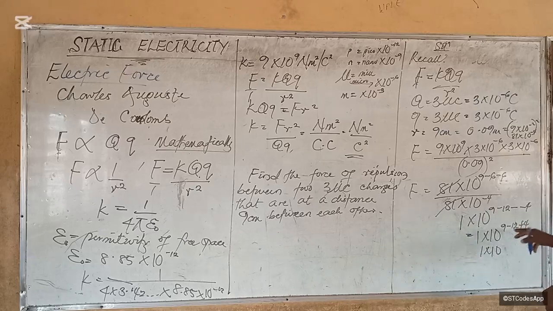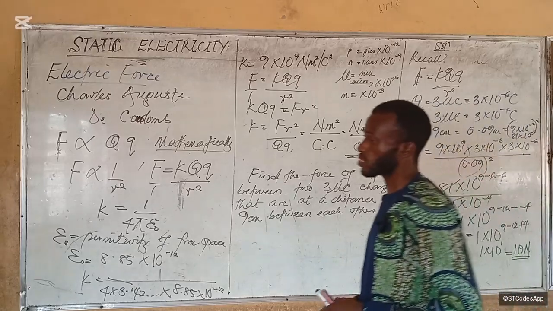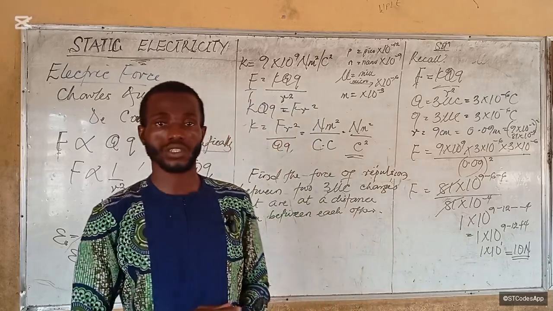Okay, so 9 minus 12 is what? Minus 3. Minus 3 plus 4, that is just 4 minus 3. That is 1. So the answer is 10 Newtons. Right, and that is the force of attraction between two charges.